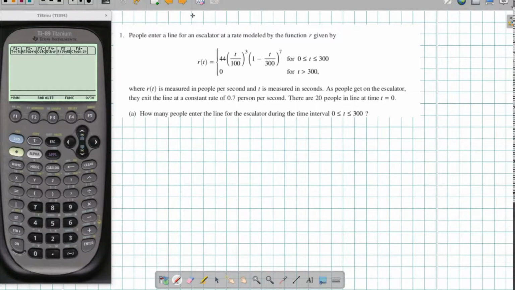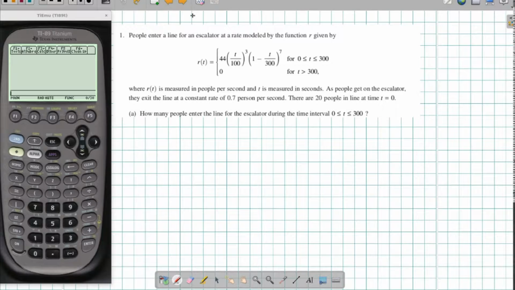Number one says that people enter a line for an escalator at a rate modeled by the function r, given by r of t equals 44 times (t over 100) cubed times (1 minus t over 300) to the seventh for values of t between 0 and 300 inclusive, and 0 for t greater than 300, where r of t is measured in people per second and t is measured in seconds. As people get on the escalator, they exit the line at a constant rate of 0.7 persons per second.